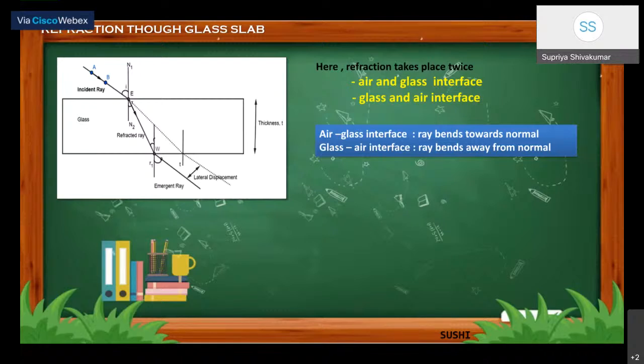What is it that we need to keep in mind when it comes to refraction through a glass slab? The main thing we need to know is how the ray of light bends, and at which interface. Similarly, along with that, we should also know the emergent ray. If you clearly see here, the emergent ray is parallel to the incident ray.